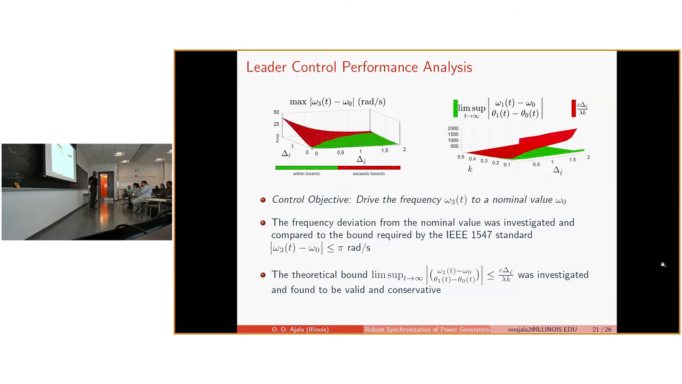We compared the bounds for the control design, the theoretical bounds that we had, to the results. And this is what we had. You can see this is the upper bound. And you can see that as the rate of change of load increases, the bound becomes even more conservative. Okay, and yes, the theoretical bound was investigated and found to be valid and conservative.